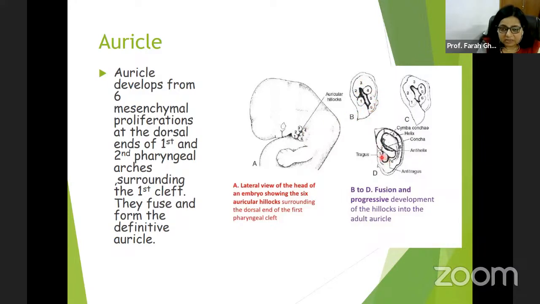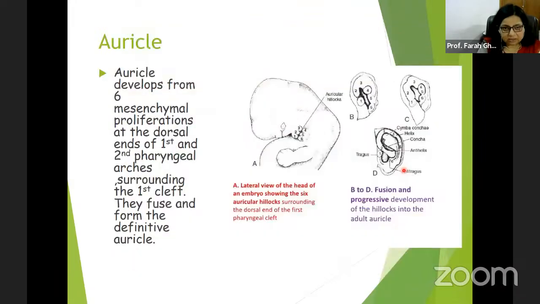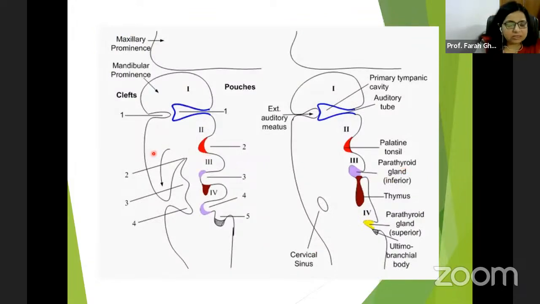And finally, this is how the auricle is formed. This is the lobule where the girls get their ears pricked for their beautification. So they fuse and they form the definitive auricle as such, right? Now, one thing is, this is just the first cleft that is responsible for the formation of external acoustic meatus.